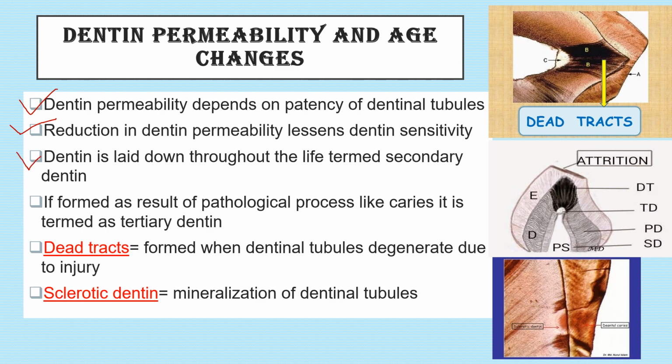Tertiary dentin is just for protection. If it is formed as a result of a pathological process like caries, it is termed tertiary dentin. And dead tracts are formed when the dentinal tubules degenerate due to injury. Dead tracts: as you can see, the black portion here is the dead tract.